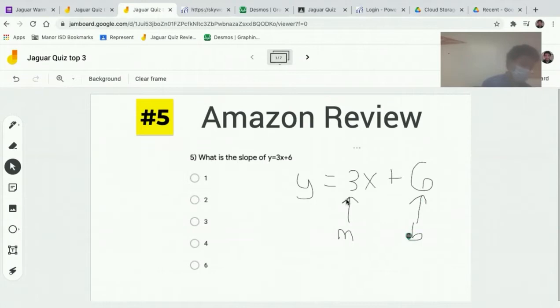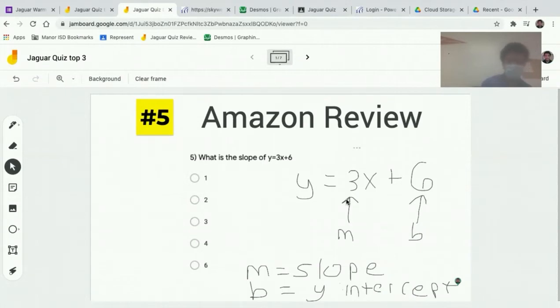So m is always slope, and b is our y-intercept. So here the slope would be m. So the 3 in front of the x is our slope. So our answer is going to be 3 on this one.